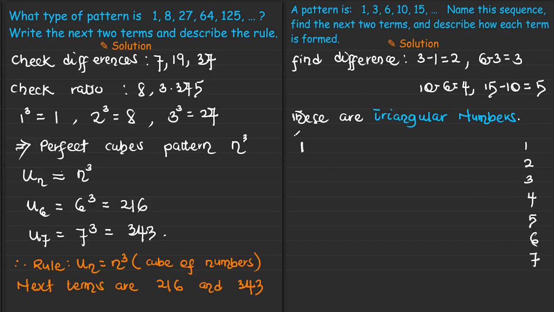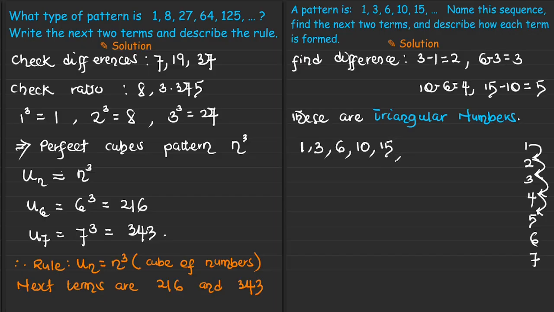So for triangular number, all you need is what? Your first one here, which is what? 1. After 1, let's add the next counting number, so plus 2. 1 plus 2 gives us what? A 3. Then we add the next counting number, which is 3. So 3 plus 3 gives us a 6. Then we add the next counting number, which is 4. 6 plus 4 gives us a 10. We add the next counting number, which is 5. 10 plus 5 gives us a 15, and it goes on and on and on.